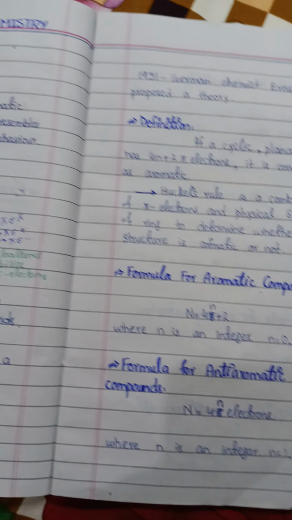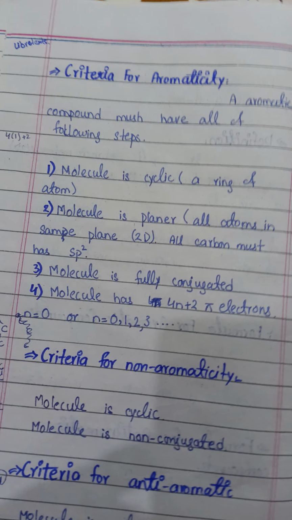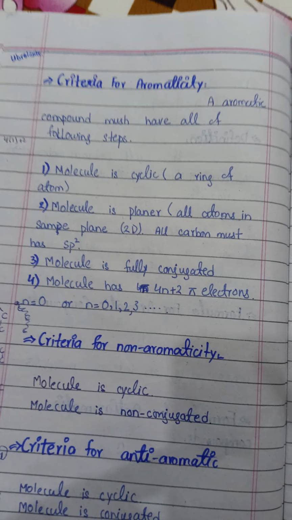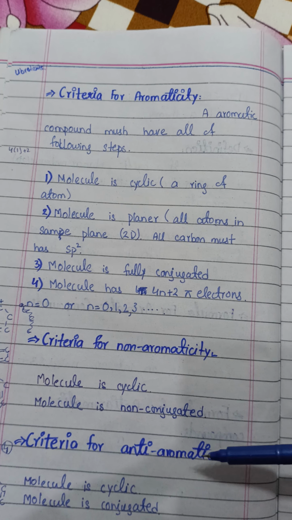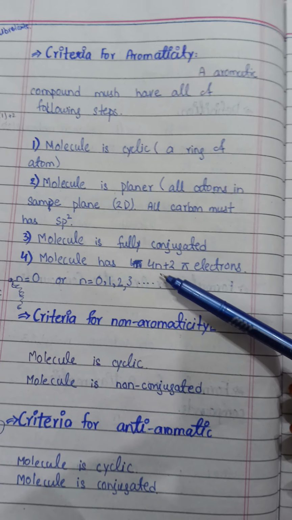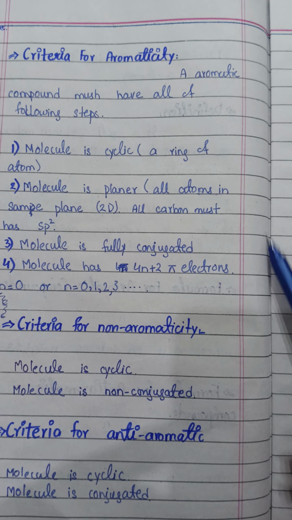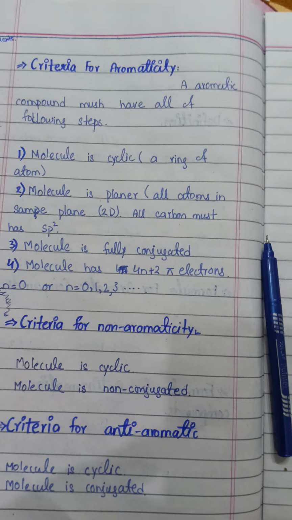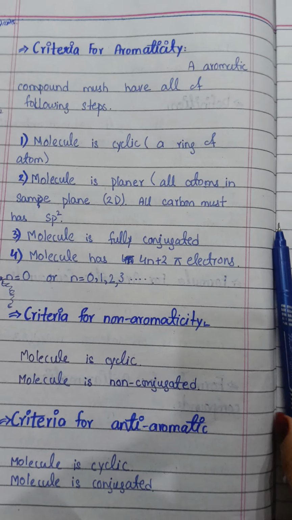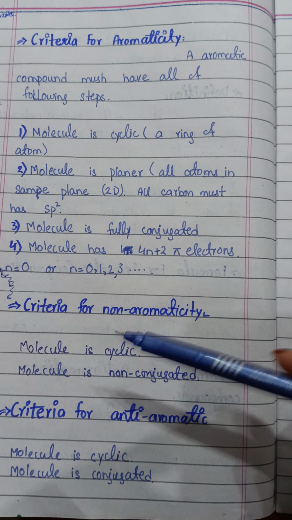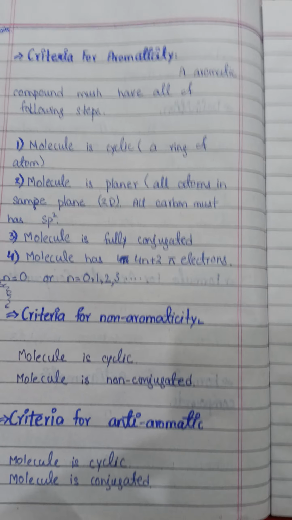Now we move further. We have set criteria for aromatic compounds, criteria for non-aromatic compounds, and criteria for anti-aromatic compounds. If a compound follows the criteria of an aromatic compound, then it should be aromatic. If a compound follows all the steps of a non-aromatic compound, then it is a non-aromatic molecule.